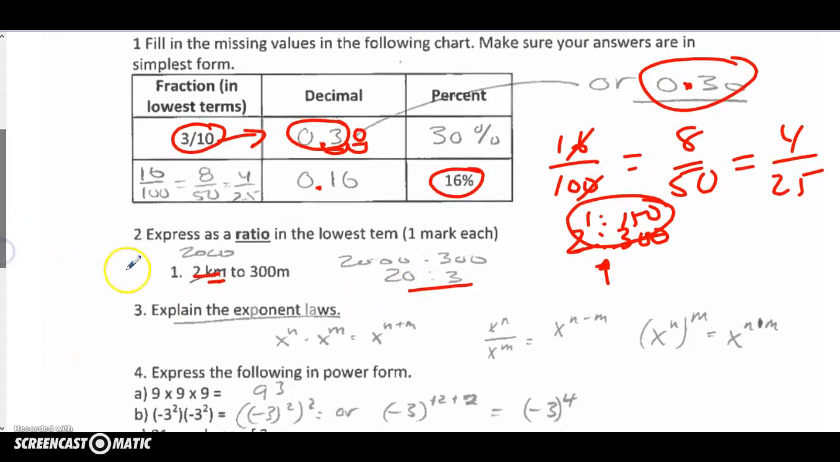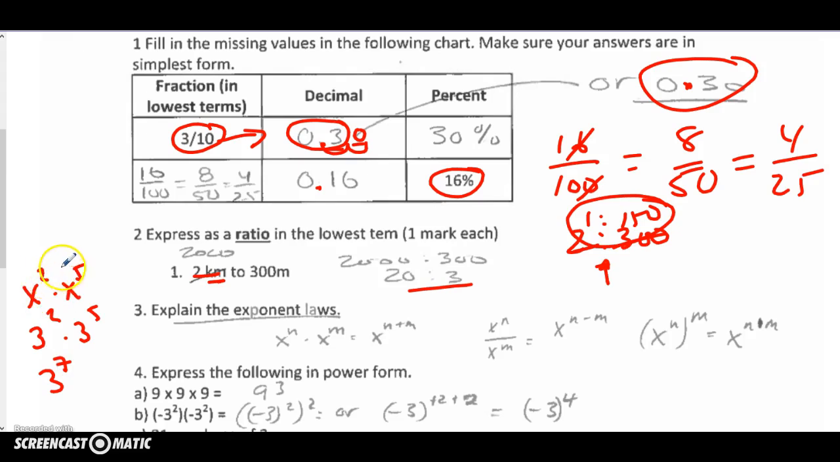Next up, we're looking at the exponent law rules. If it's an x or a 3, so if I had x squared times x to the 5, or 3 squared times 3 to the 5, know that that's 3 times 3 times 3 times 3 times 3 times 3 times 3. And what you have is 7 3's being multiplied, so it's that.